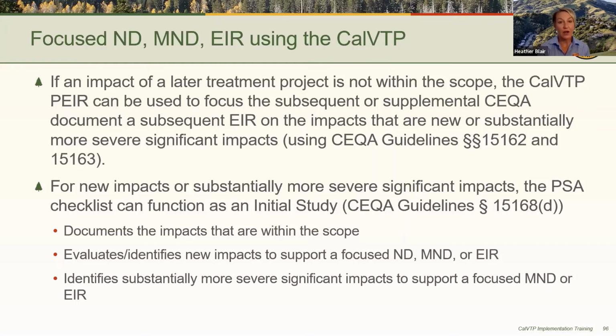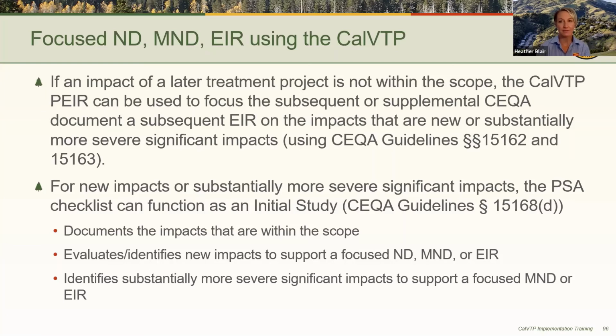So in this case, where an impact is outside of the scope of the CalVTP because it is new or a substantially more severe significant impact, the PSA can function as an initial study to document all the impacts that are within the scope of the program EIR and evaluate those impacts that are not within the scope to support preparation of a negative declaration, MND, or EIR that is focused solely on that impact or those impacts that are not within the scope of the program EIR.